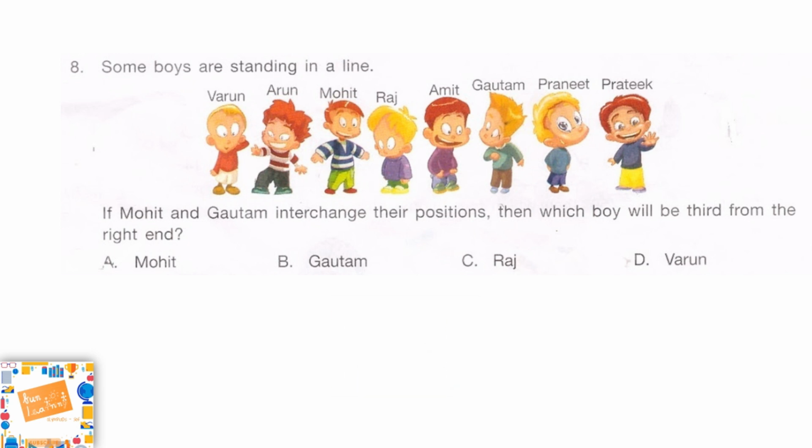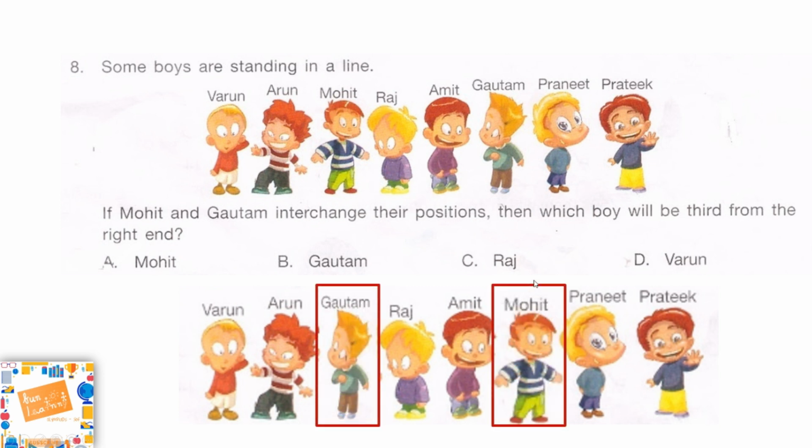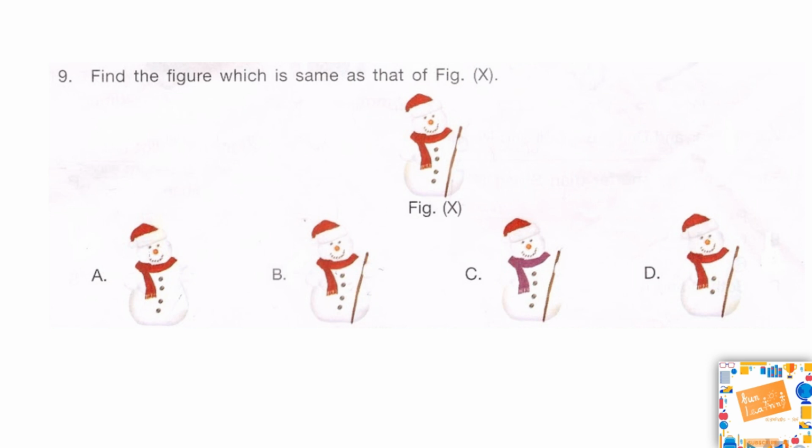Well, let's look at it together. Here is the line of boys, and Mohit and Gautam interchange their positions. So I have interchanged Mohit with Gautam's position and vice versa. Now we need to see which boy will be third from the right end. Where is our right end? It's here. Now let's count 3 positions from the right: 1, 2 and 3. The third position is where Mohit is standing. Hence the correct answer is option A, Mohit. Next question.